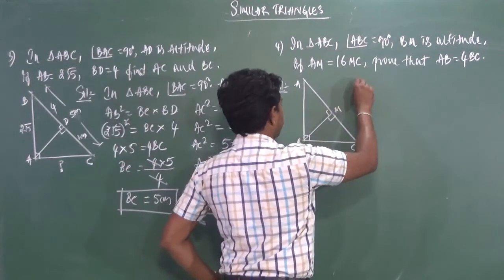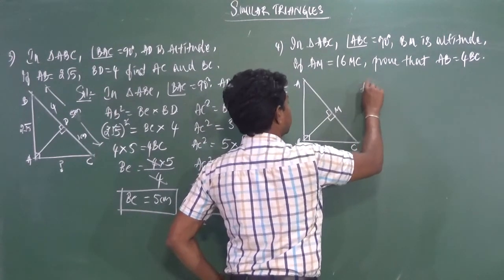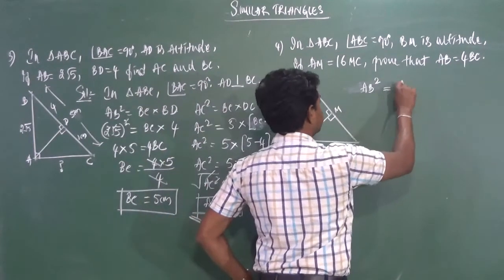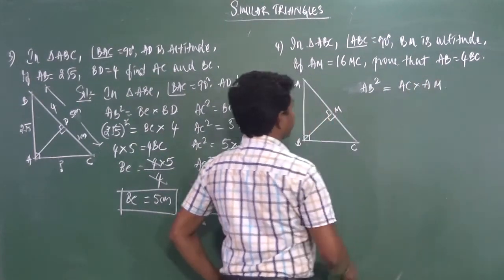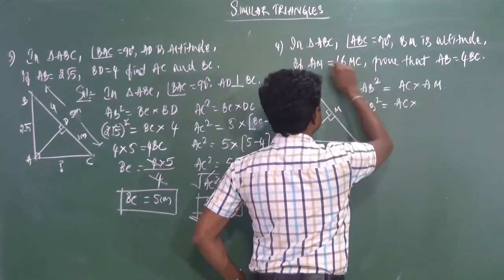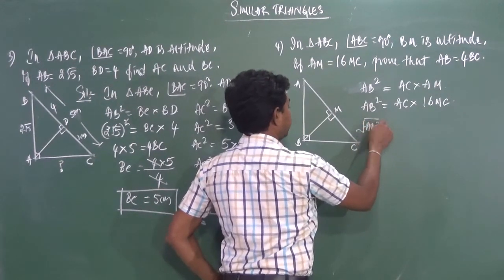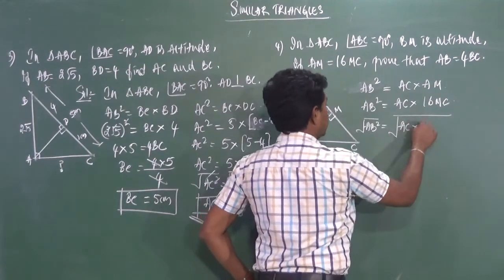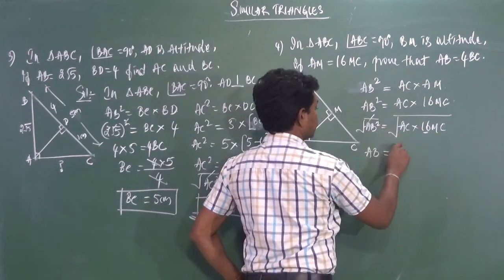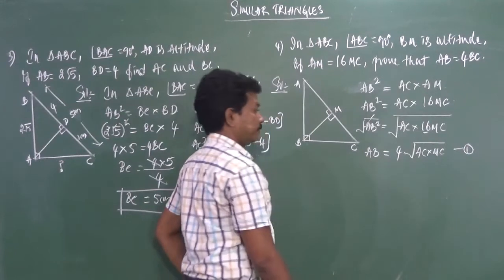Okay. Now, let us take first AB. AB square is equal to AC into AM. Okay. So now, AM is 16 MC. So therefore, AB square is equal to AC into AM, which is AC into 16 MC. So we will take square root on both sides. The square and root cancel. So AB is equal to, 16 is a perfect square, so it comes out as 4 into square root of AC into MC. Let us take it as equation 1.